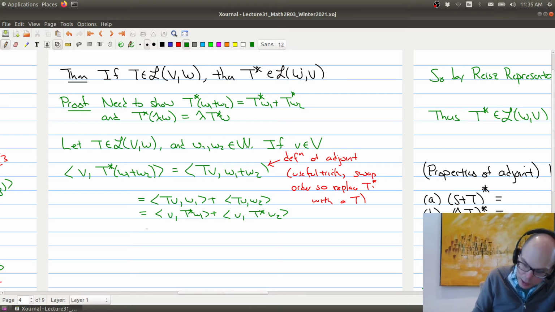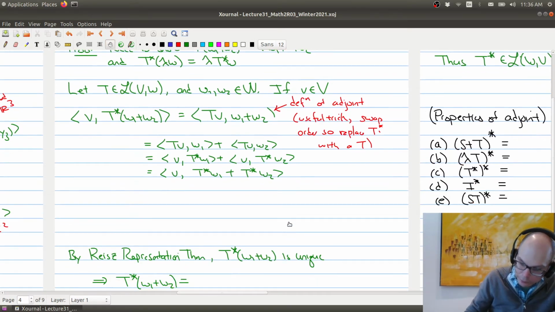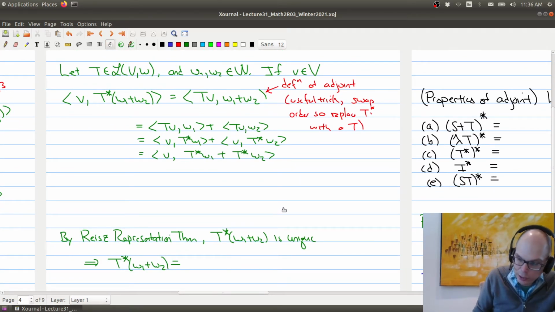And then we can join these back up. So this is equal to the inner product of V with T star W1 plus T star W2. All of these steps I just did follow from the properties of linear operators. Now, by the Riesz representation theorem, T star of W1 plus W2 is unique.